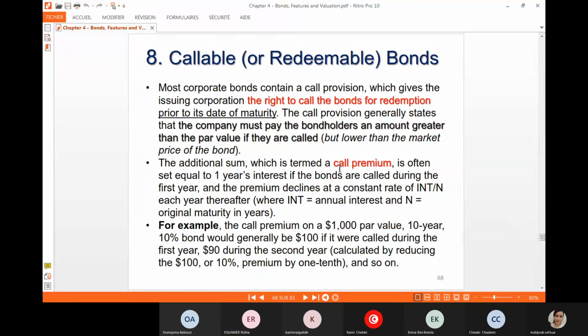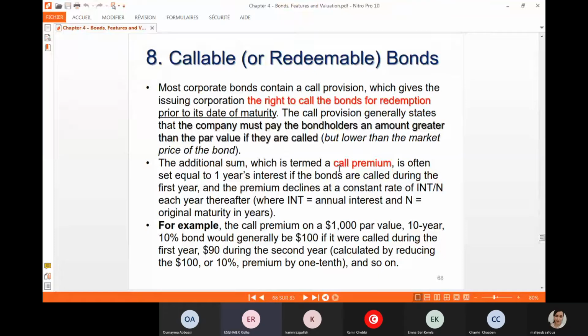6% only. In this case, the company will continue to pay 10% annually as the cost for these bonds until the maturity date, regardless of the market interest rates. So the company here will pay 4% extra interest compared to the new interest rates in the market.